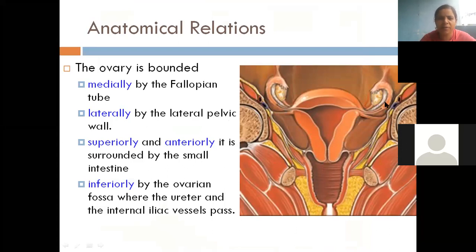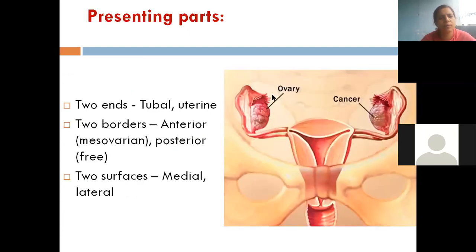Laterally, this is pelvic wall. Superiorly and anteriorly, this is superior, above. Of course, the intestines have been removed here. This is not an in situ picture. Only a few things we can see here. So superiorly and anteriorly, we will have coils of small intestines, and inferiorly, it is resting in the ovarian fossa. This area is close to the ureter and internal iliac vessels, in inferior relations.